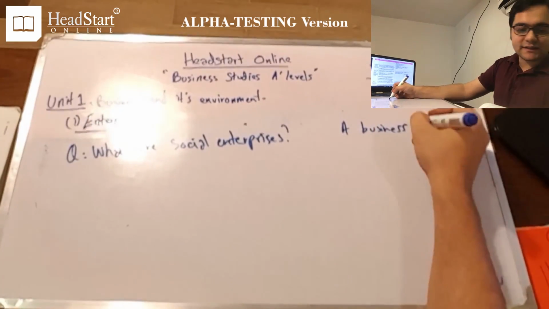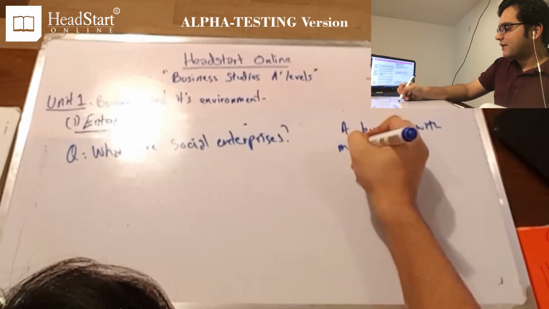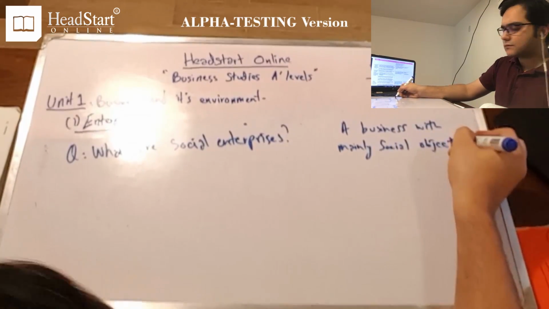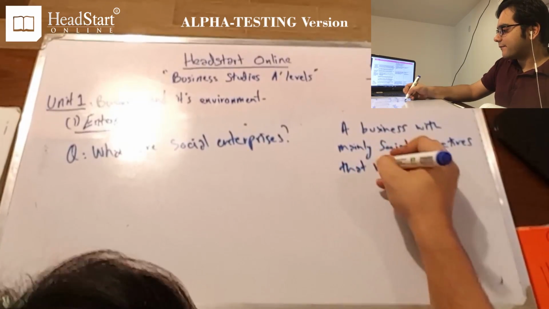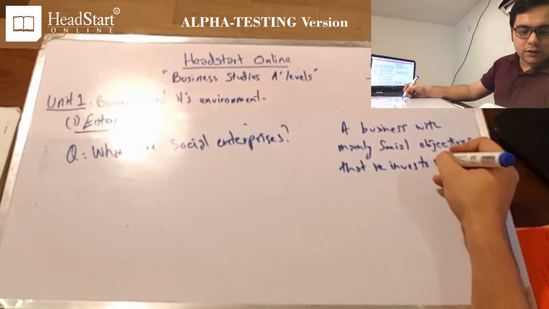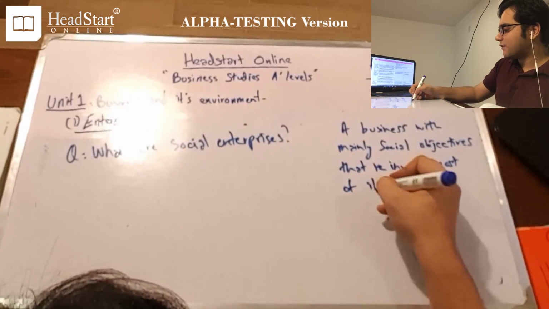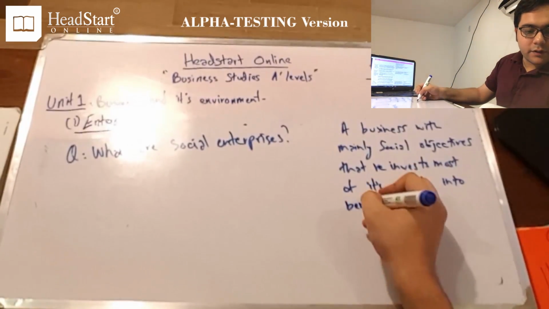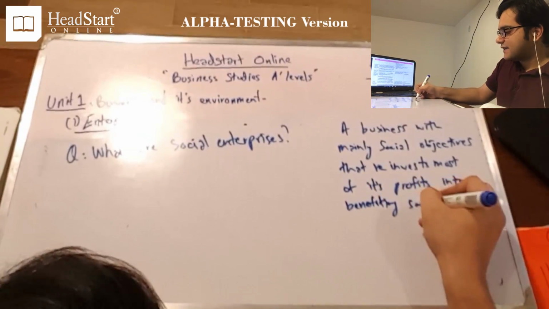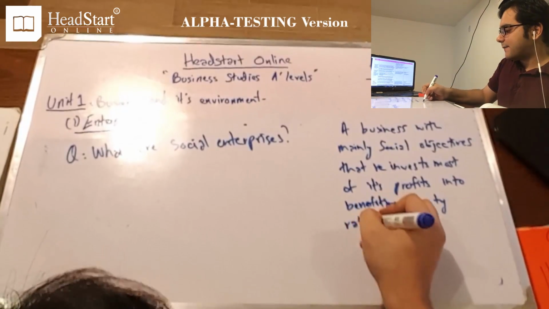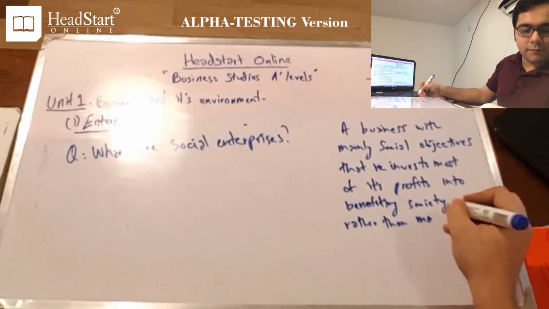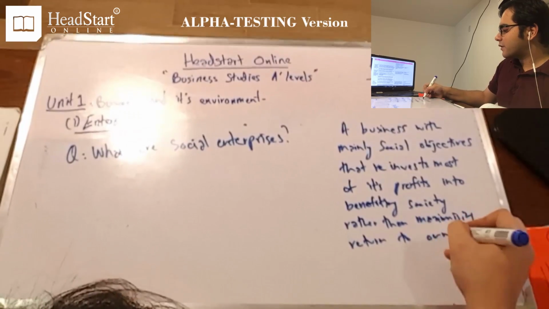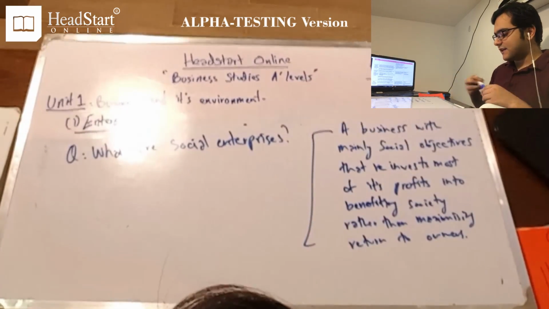A social enterprise is a business with mainly social objectives that reinvests most of its profits into benefiting society rather than maximizing return to owners. Now, let's break this definition down.